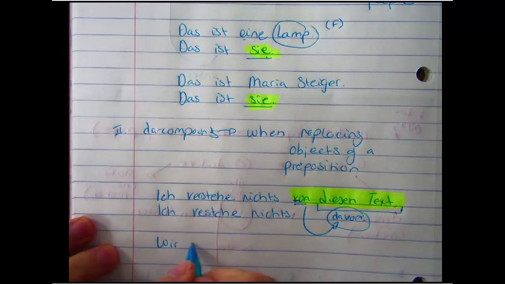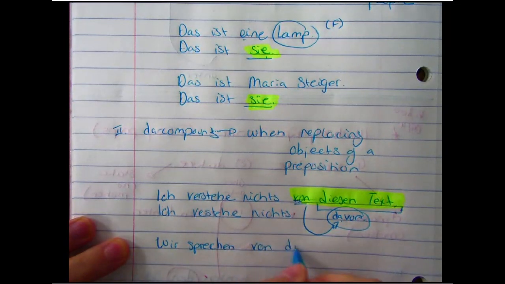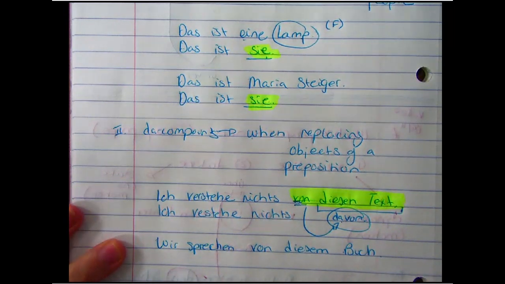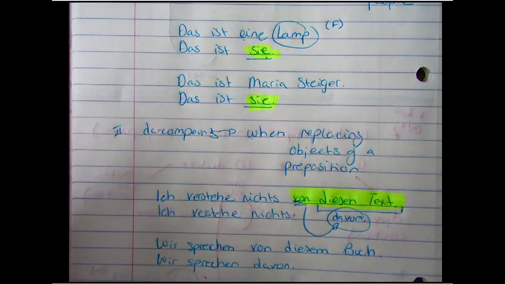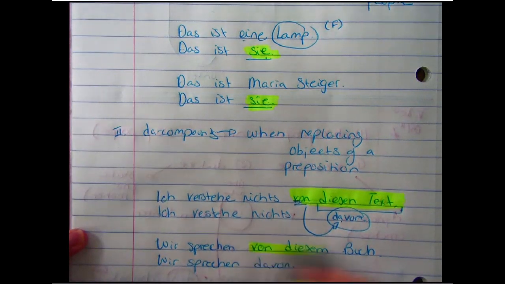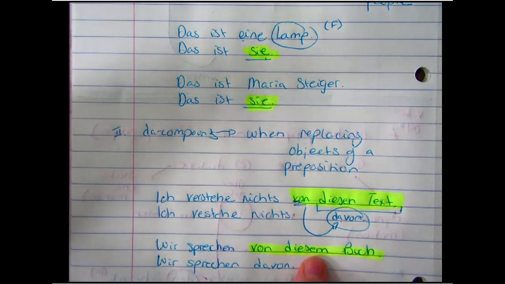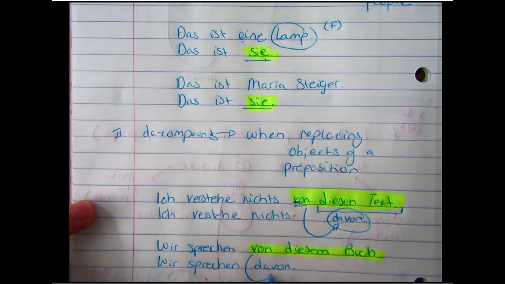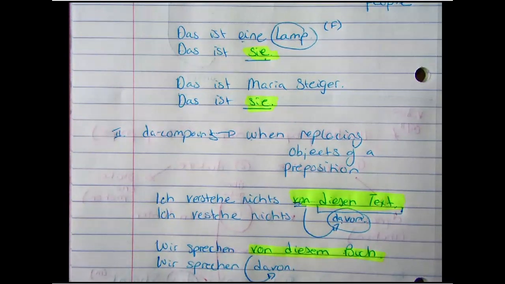could be wir sprechen von diesem Buch. So using the same preposition, wir sprechen von diesem Buch, wir sprechen davon. Okay. So you don't have to remember any endings. You don't have to do any of the case endings like you have to with the actual der word in this case, but you're replacing it with this little da compound.